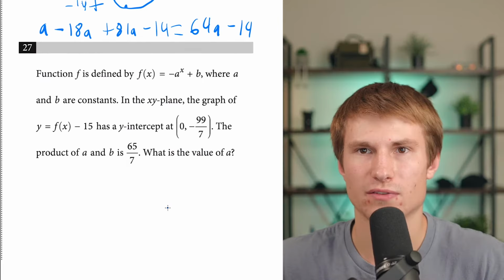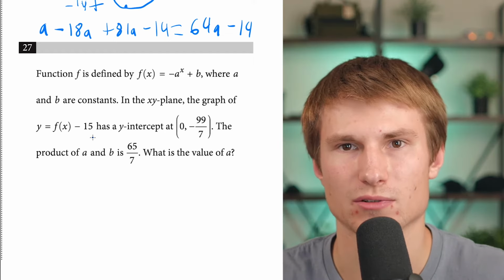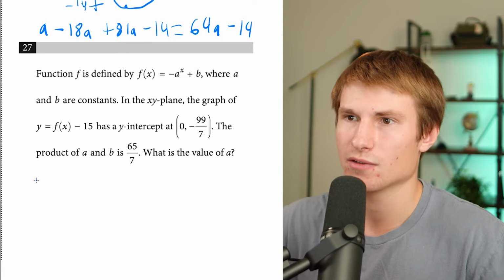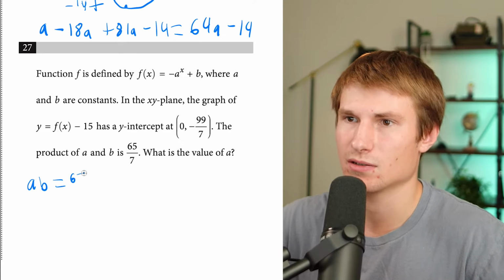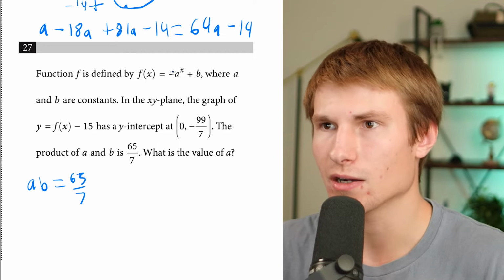27. Function f is defined by f of x equals negative a to the power of x plus b, where a and b are constants in the xy-plane. The graph of y equals f of x minus 15 has a y-intercept of (0, negative 99 over 7). The product of a and b is 65 over 7. What is the value of a? All right, so solving for a.